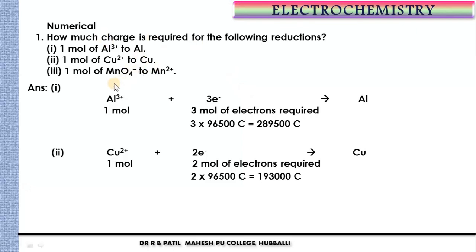The last one is a tricky one. MnO4- to Mn2+ ion. Here you don't know directly what is the charge or oxidation number of Mn. That you have to find out. Recall last year's redox reactions. In that you studied how to calculate the oxidation number.